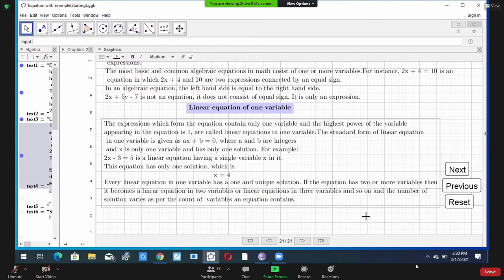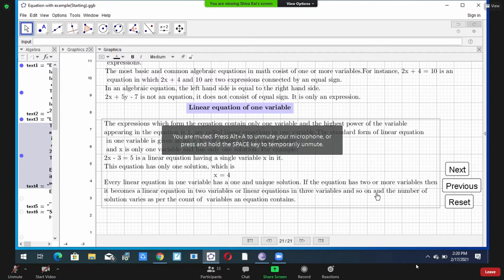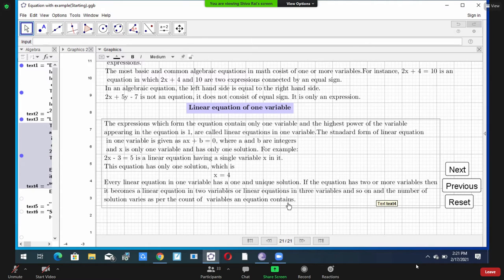If the variables in an equation increase, then it becomes difficult to solve the problem, and the number of solutions varies as per the count of variables the equation contains. If an equation has two variables, suppose x and y, then x has one value and y has another value, in the case of a linear equation.